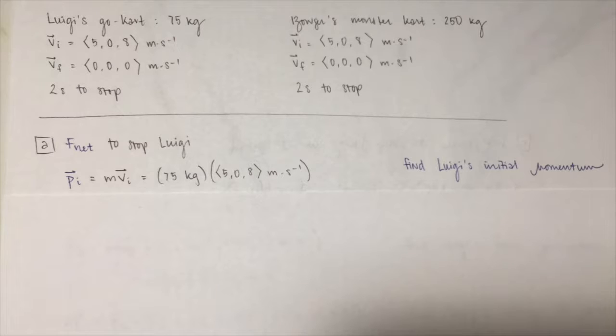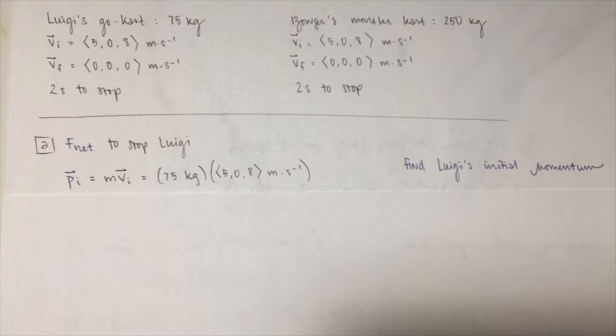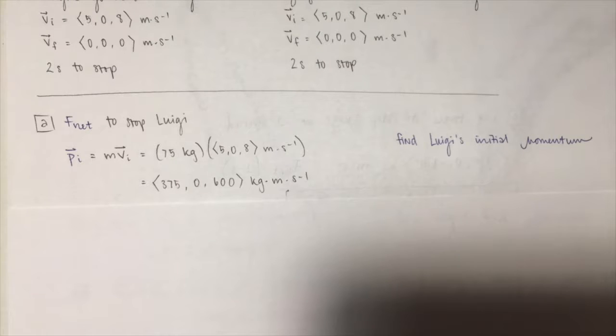So we'll start by setting P initial, which is notation for the initial momentum, equal to the mass of Luigi's kart times the velocity of his kart, as seen in this reference equation. Luigi's kart is 75 kilograms and his velocity is 508 meters per second. Multiplying 75 by each component of the vector gives us 375, 600 kilograms times meters per second.